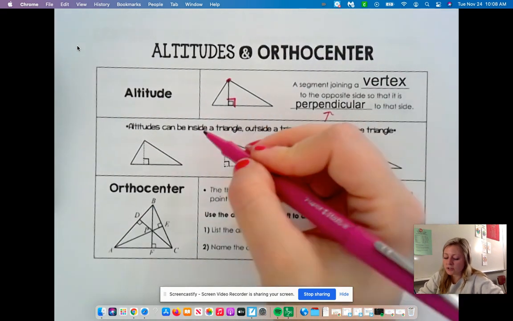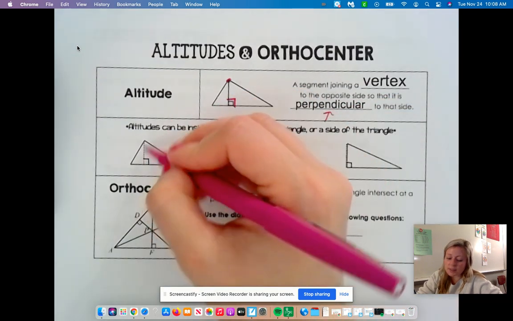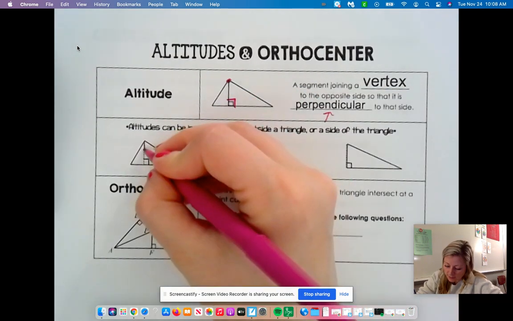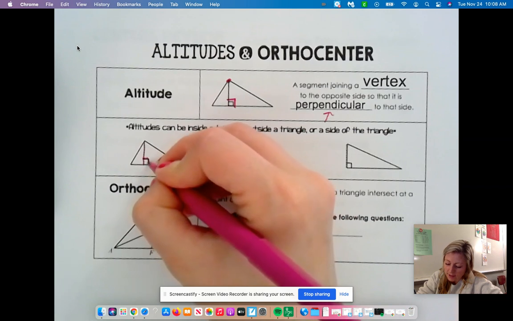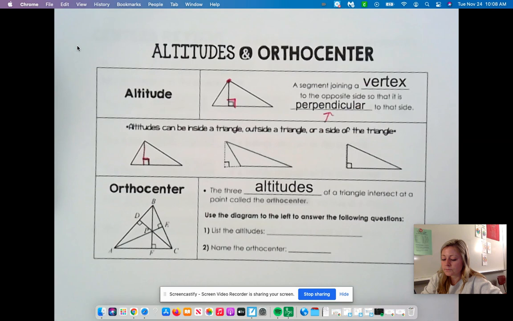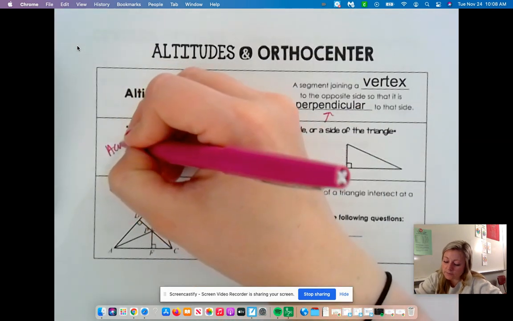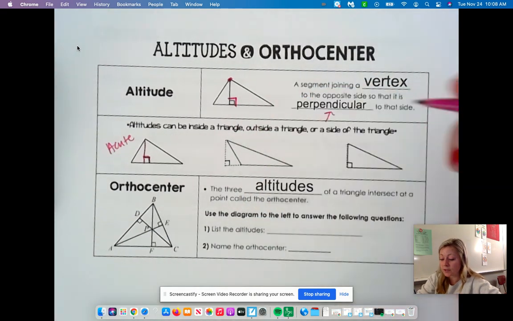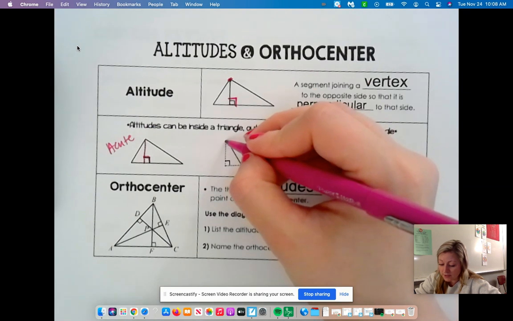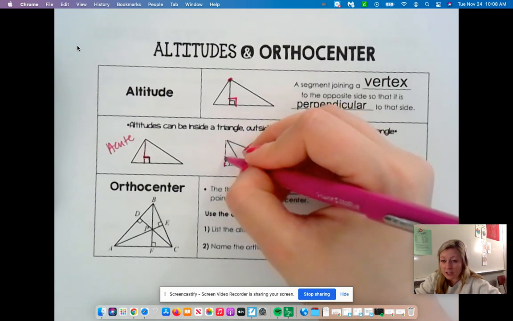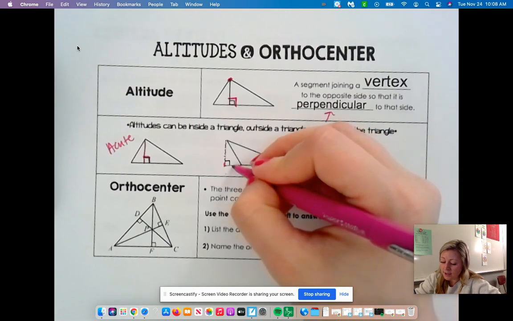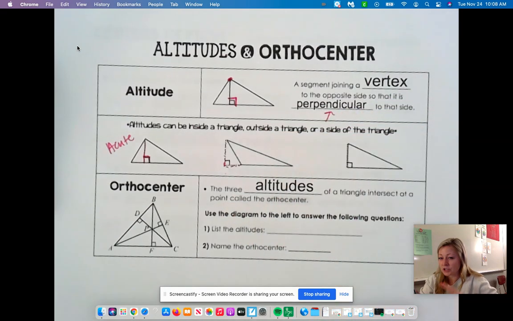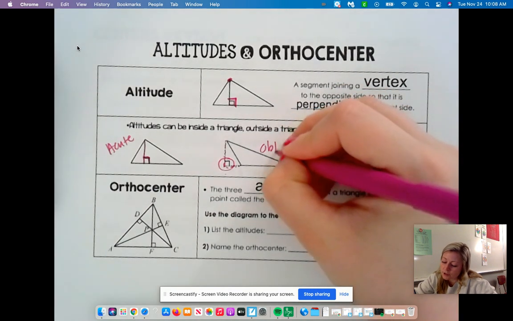Traditionally, or like what we typically think of, your altitude is normally inside a triangle like this one. So it's coming down from our vertex, and it's creating a right angle. That's when you have an acute triangle. If you have an obtuse triangle, one of your altitudes will fall on the outside. It's not a part of my triangle, but it actually comes on the outside like so. And that's why these lines are dotted, because they're not actually a part of that triangle. They're just showing where the segment would fall. And it creates that right angle. So that's if you have an obtuse triangle.